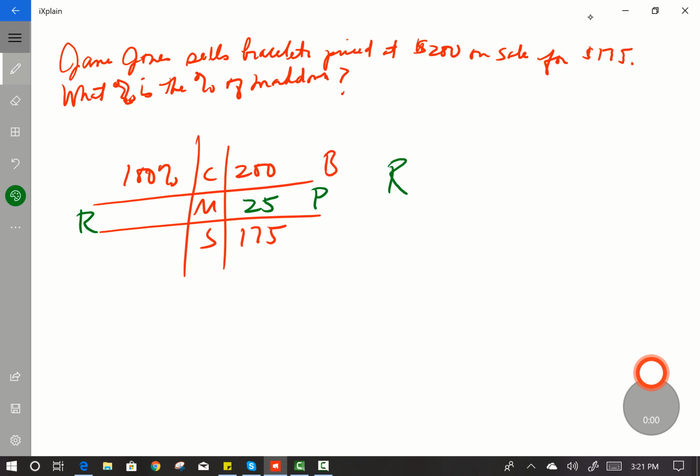And the rate is equal to part divided by base. So the amount of markdown of $25 divided by the original cost of $200 will equal the percent of markdown. So 25 divided by 200 equals 0.125, or 12.5% when you move the decimal point 2 places to the right. So the percent of markdown was 12.5%.